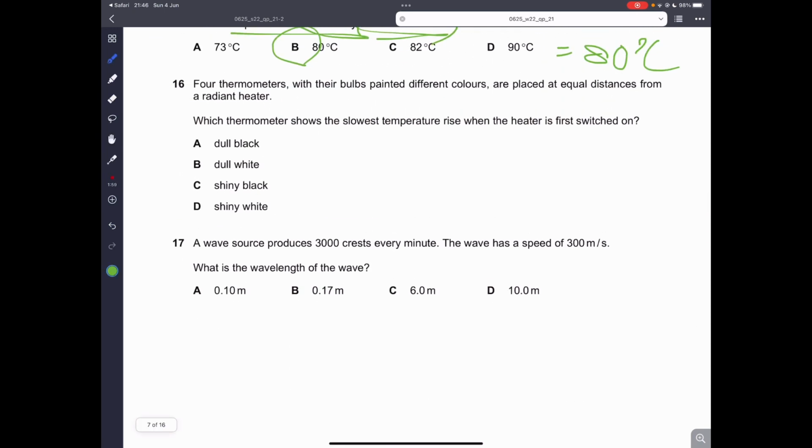Question 16. 4 thermometers with their bulbs painted different colors are placed at equal distances from a radiant heater. Which thermometer shows the lowest temperature rise when the heater is first switched on?